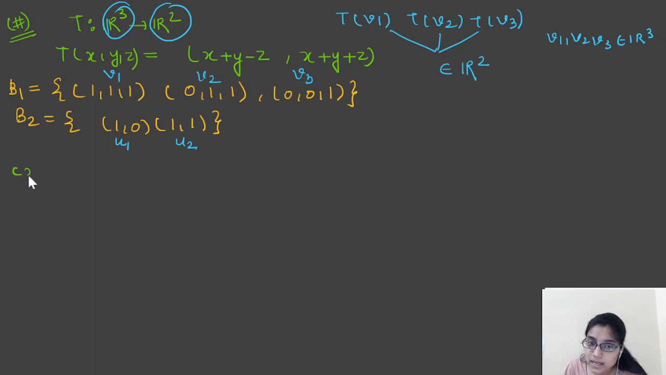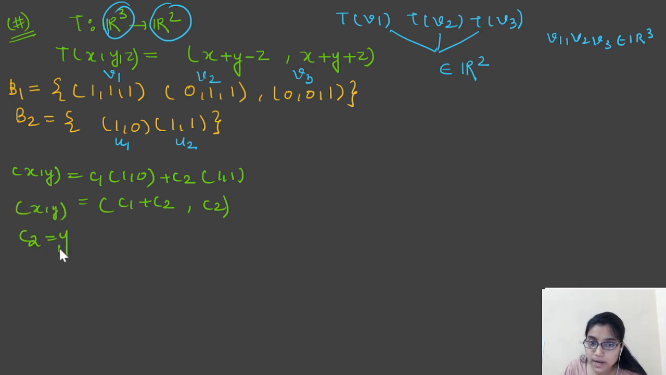Do one thing. Take a general member (x, y). Write it as a linear combination of the B2 members, U1, U2. So here you are getting C1 plus C2, and here you are getting C2. This is your (x, y). So you got C2 equal to y, and from the equation C1 plus C2 equal to x, you got C1 equal to x minus y.